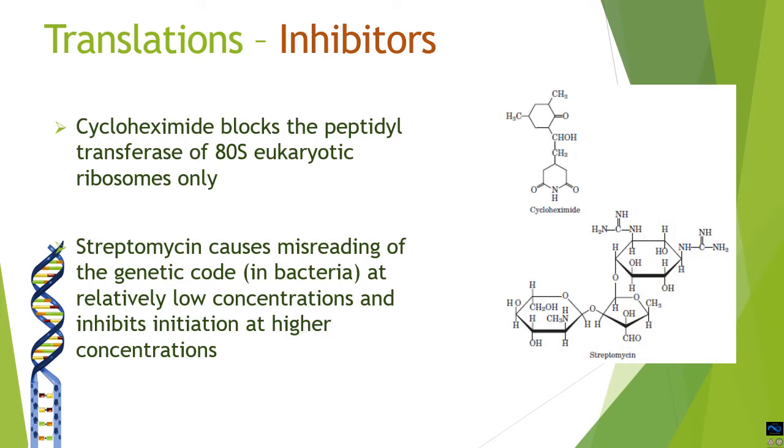An important drug which has the capability of blocking the peptidyl transferase in the 80S eukaryotic ribosomes only is cycloheximide. You can see it in the picture. And then there is streptomycin, which we also use as an antibiotic because it causes misreading of the genetic code in bacteria at relatively low concentrations, and if it is taken at a high concentration, then it inhibits the initiation process as well.